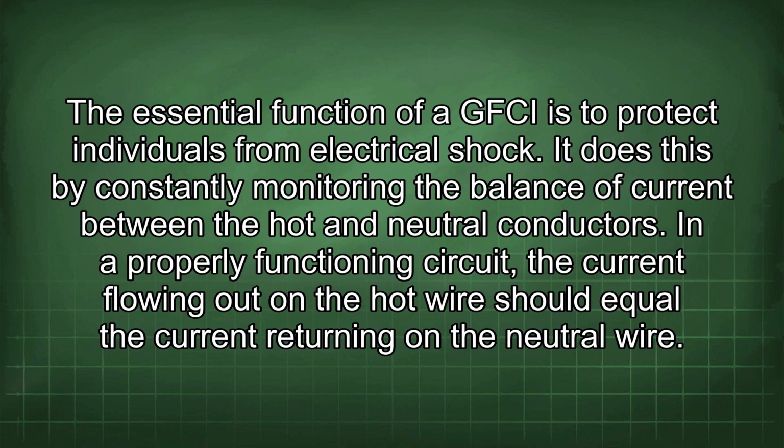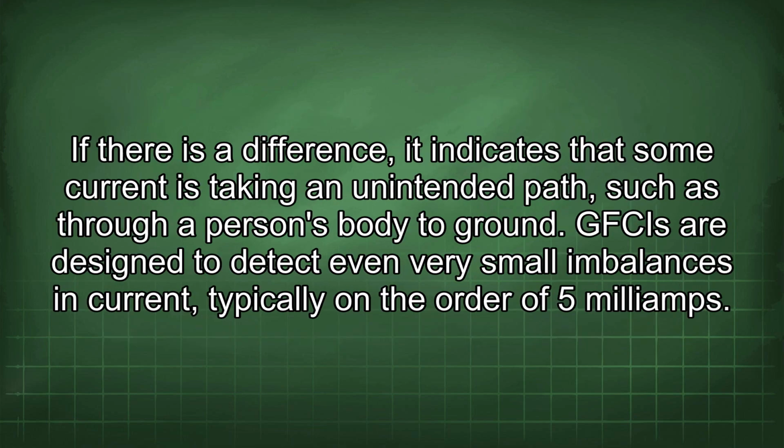The essential function of a GFCI is to protect individuals from electrical shock. It does this by constantly monitoring the balance of current between the hot and neutral conductors. In a properly functioning circuit, the current flowing out on the hot wire should equal the current returning on the neutral wire. If there is a difference, it indicates that some current is taking an unintended path, such as through a person's body to ground.